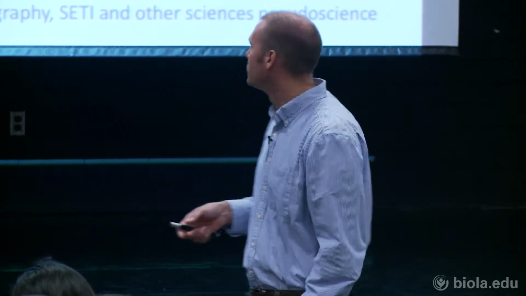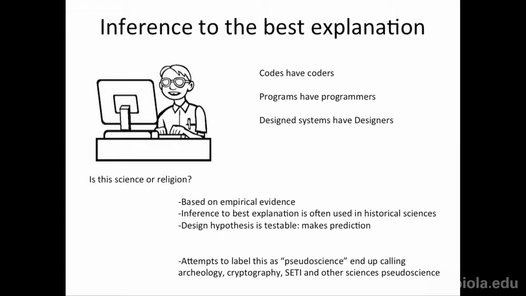If you find a code in a computer, you naturally think somebody coded that, right? A group of people, an individual. Programs, like the programs that go on in the cell, right? The cellular program to divide, programs have programmers, right? So programs are made up of multiple individual codes. Designed systems, like organisms, like ecosystems, designed systems have designers.